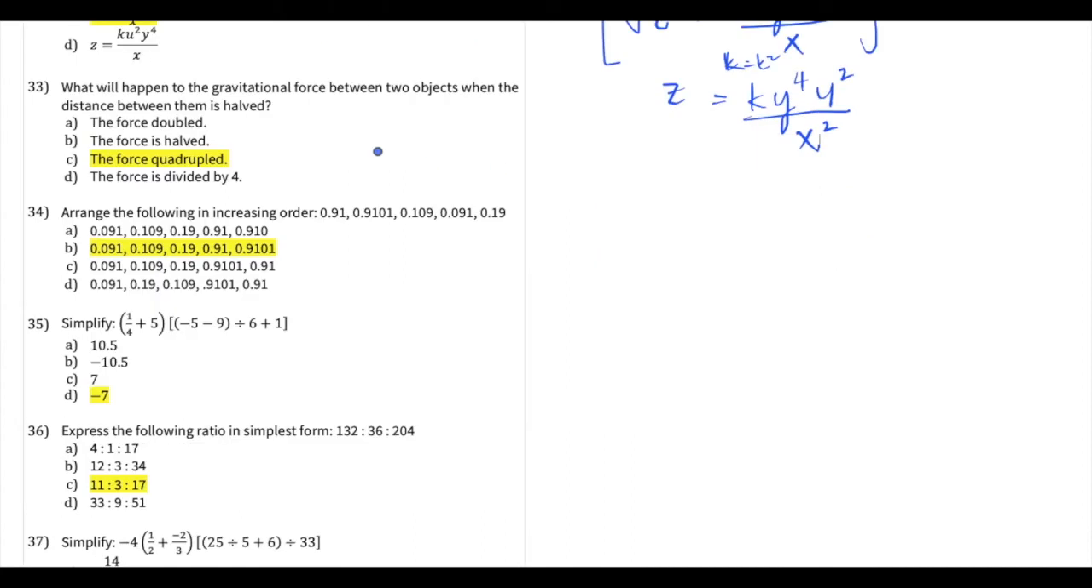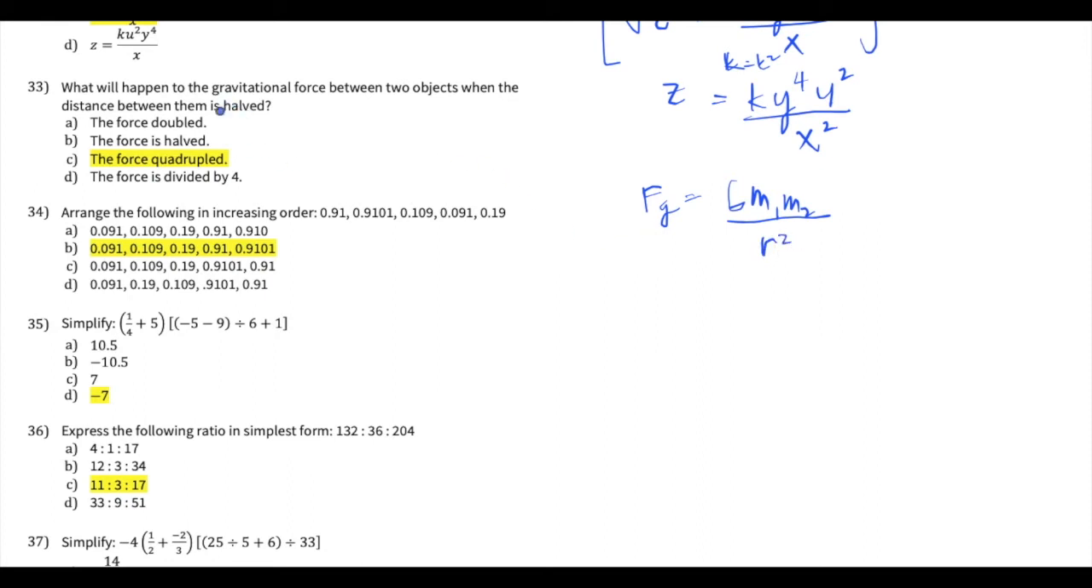Number 33. What will happen to the gravitational force between two objects when the distance between them is half? Ano ba yung equation for this? We have gravitational force is equal to gravitational constant, G, mass of the two objects, product, over R squared.